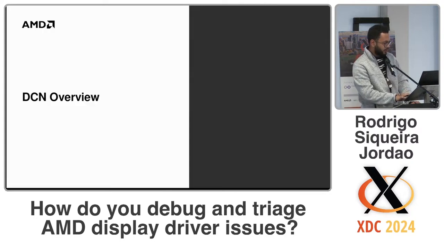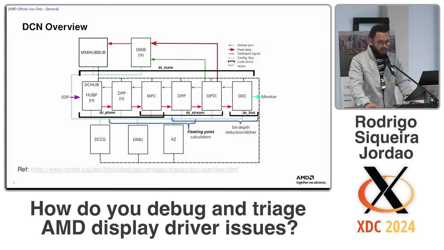I guess the first place we can start is a DCN overview. DCN stands for Display Core Next. If you want to learn more, please check the documentation. You can see the link here. From this picture, what I want to give you is the idea that DCN is a highly configurable block, and every DCN version has some differences, but this is an overview of how they usually look.